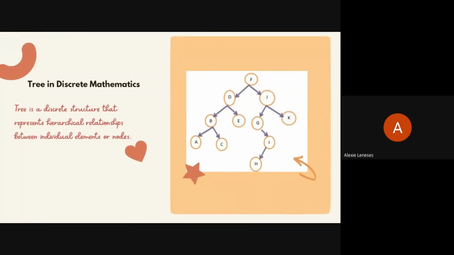A tree is a discrete structure that illustrates the organizational structures between specific elements or nodes. Trees can be used to design circuits, analyze complex circuits, and deal with computer networks. They can also be used to study algorithms and design them in flowcharts.